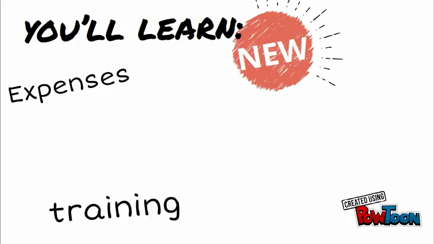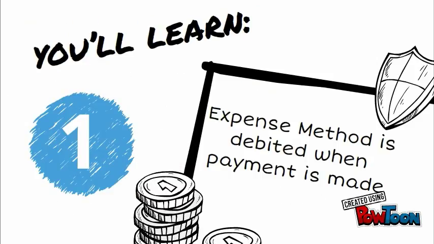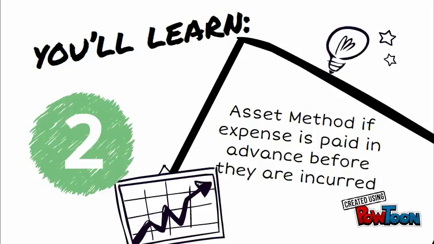The 2 ways of recording expenses. Expense method: the expense is debited when payment is made. Asset method: used if the expense is paid in advance, before it is incurred.